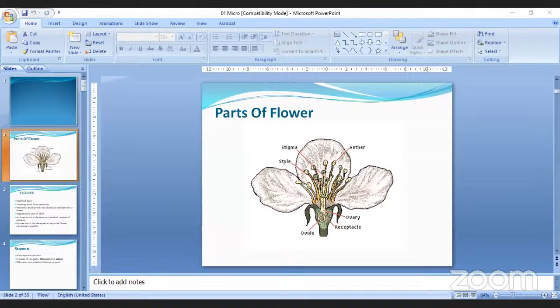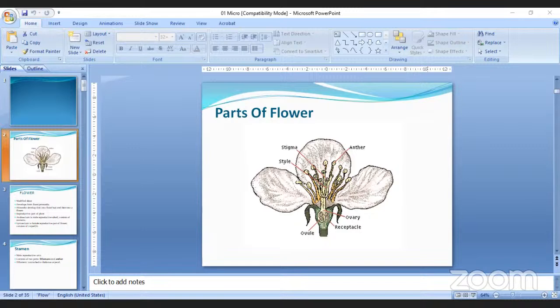Can you see this picture? Yes, sir. This is a flower picture, a cross section, in which you can see all parts of the flower. At the bottom you can see the ovule; within the ovary, ovules are there. These yellow parts are the male reproductive organs.